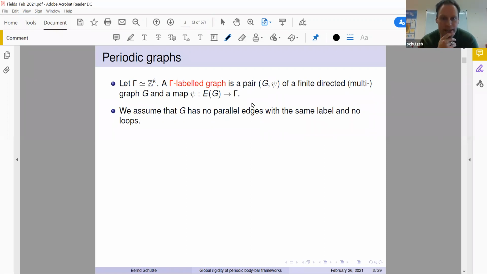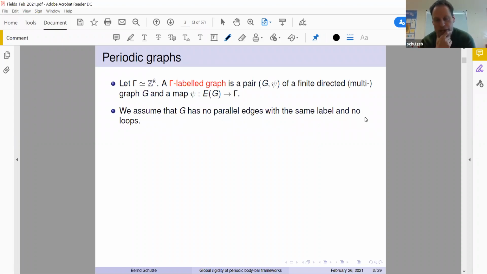And so this gamma labeled graph lifts in a natural way to a periodic graph, a k-periodic graph. And so this gamma labeled graph really encodes this infinite periodic structure, as Daniel has already explained in his talk in particular. Here we assume that G has no parallel edges with the same label, because if we had those edges, they would lift then to a periodic multigraph. We don't want that.